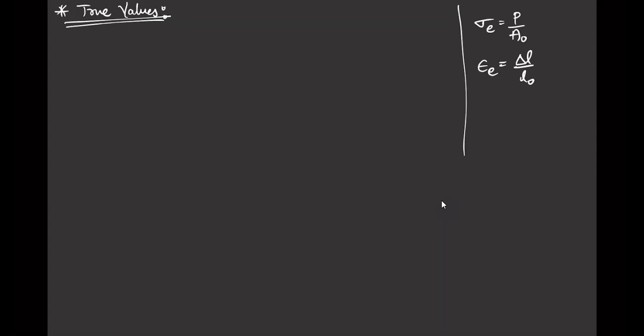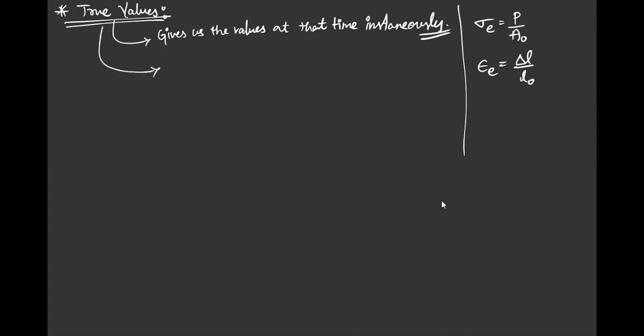Okay, now what are the true values? So true values give us the values at that particular point of time, instantaneously. That means if you want to know some value at that particular instant, say the stress, you have to use the instantaneous values. Instantaneous values of what? Anything: load, area, length. Okay, in order to get that.